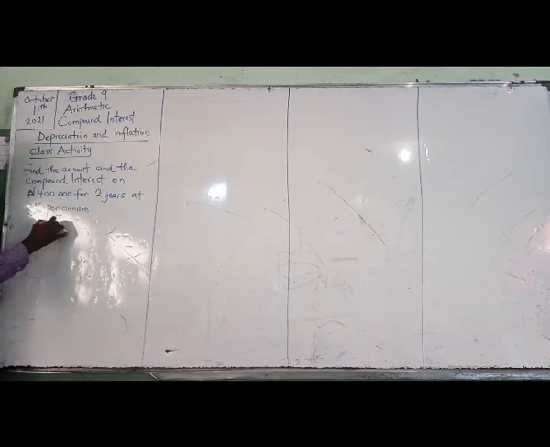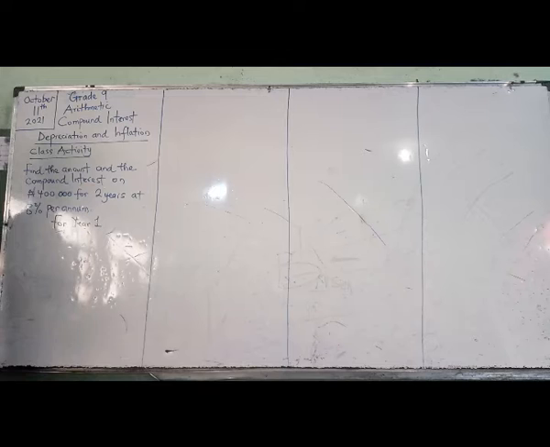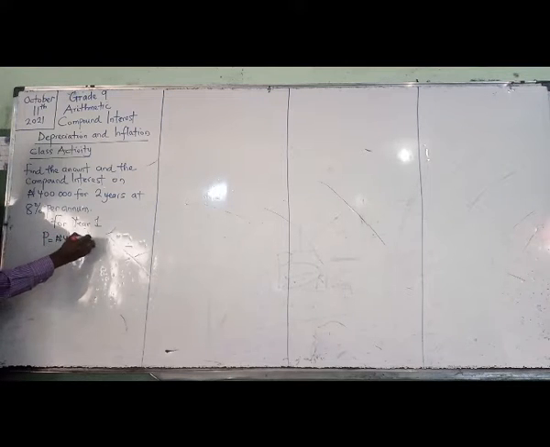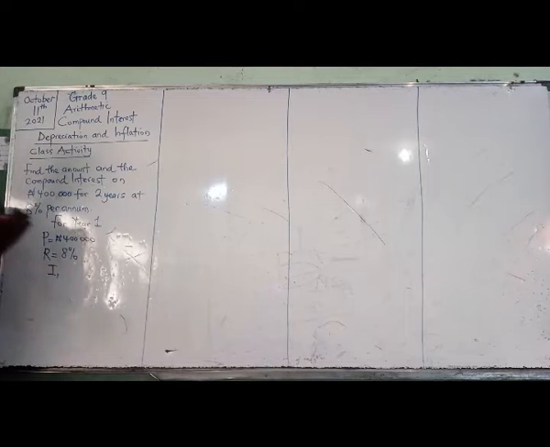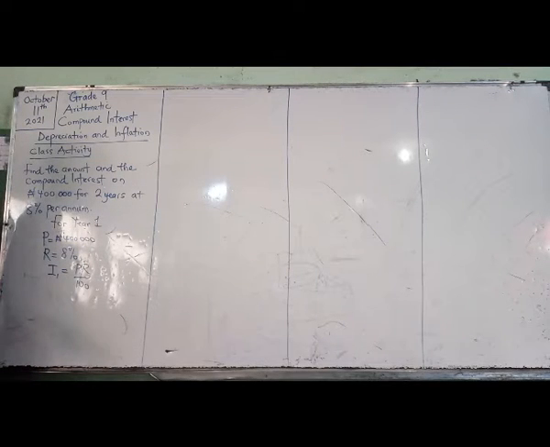So you just start with year 1. For year 1, the principal is 400,000. The rate is 8%. And as such, the interest, which I may call I1, will simply be equal to the principal times the rate over 100. Remember that I don't need the time because we're looking at that particular year. That's what we said for year 1.